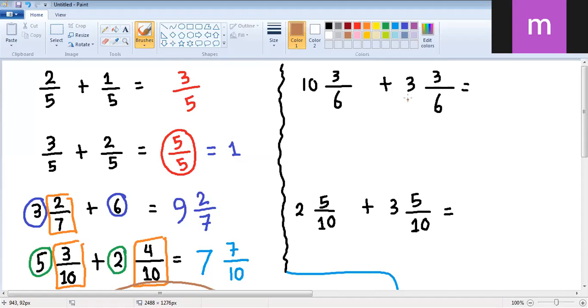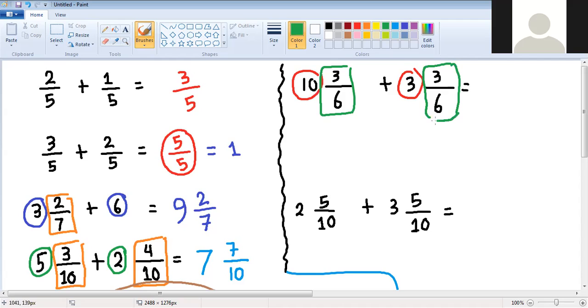Do this one. 10 and 3 sixths plus 3 and 3 sixths. How many whole numbers first? 10 and 3. And how many fractions? 2 only. 3 sixths and 3 sixths.